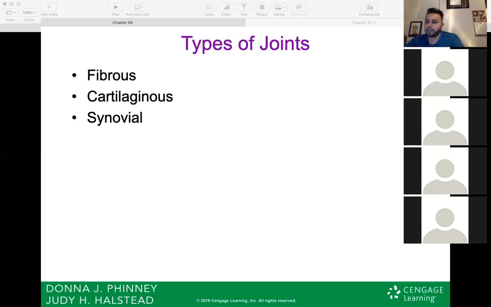Synovial joints move more freely, and that's sort of like what your elbow joint is. That's a synovial joint. The types of synovial joints are ball and socket joints, like on your arm or on your hip, hinge joints, pivot joints, gliding, saddle, and condyloid joints. So condyloid is your jaw. That's the type of joint that your jaw is, condyloid.